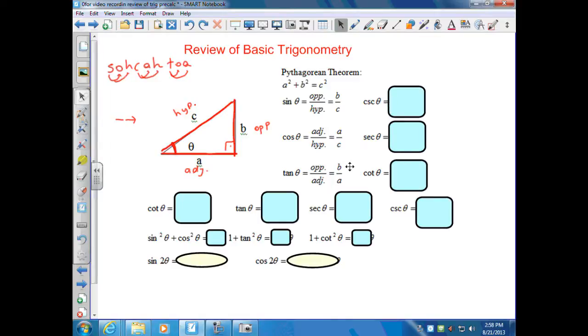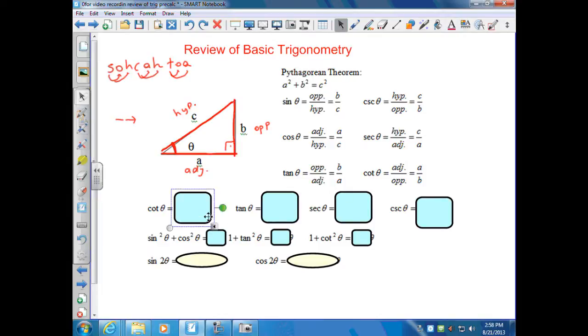And you have the reciprocal functions. Cosecant is the reciprocal of sine, so hypotenuse over opposite. Secant is the reciprocal of cosine. Cotangent is the reciprocal of tangent. So these are the 6 trig functions that we define. And then in trigonometry, you go on to define those not just for right triangles, but for any angles using the unit circle. And let's also make sure that we remember how to write cotangent in terms of tangent.